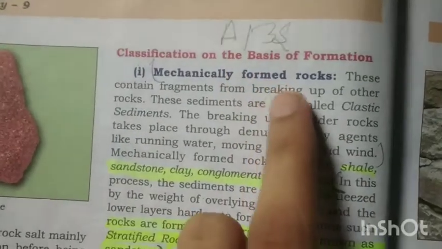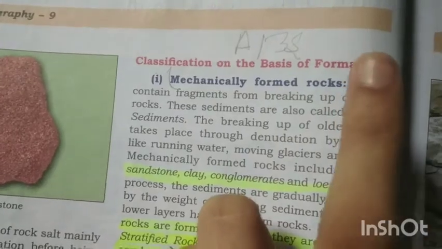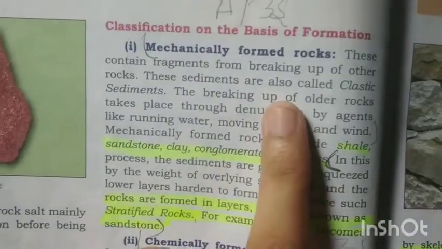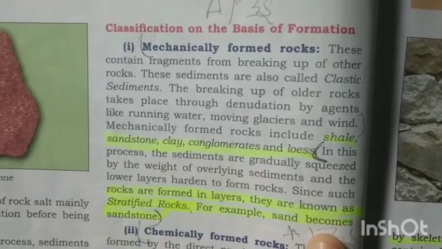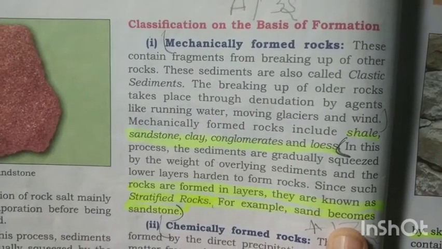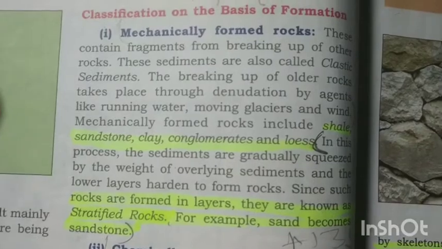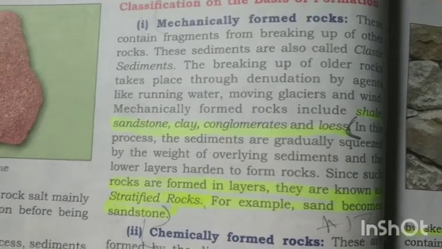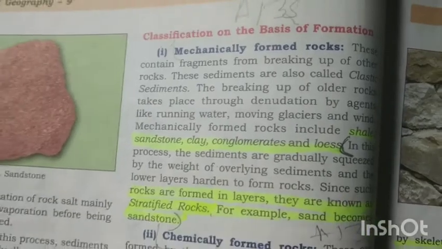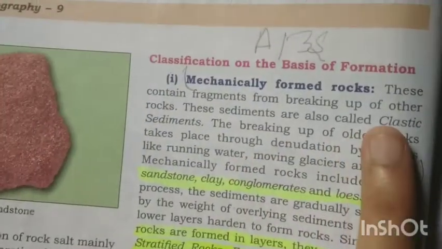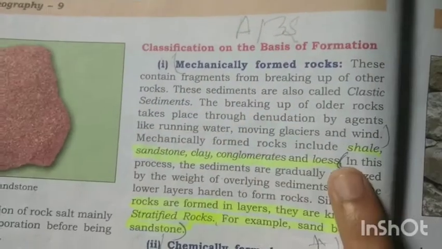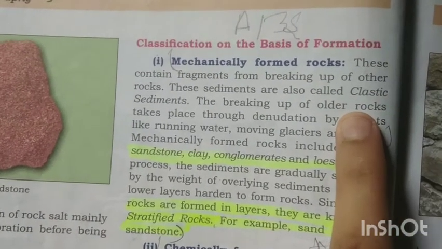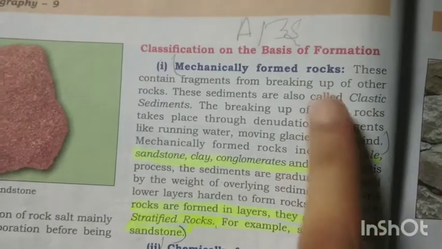Now there is classification on the basis of formation. Mechanically formed rocks. Mechanically formed rocks means physically formed rocks. The sediments are also called clastic sediments, and the rocks formed by these sediments are also called clastic rocks. They are formed by the breaking of the older rocks, meaning the igneous rocks. Same thing happens here also.